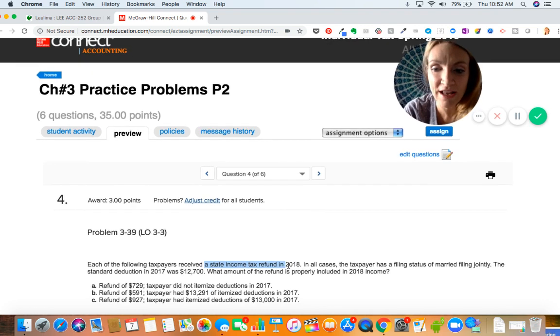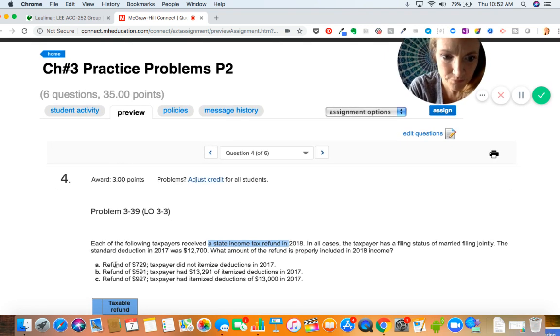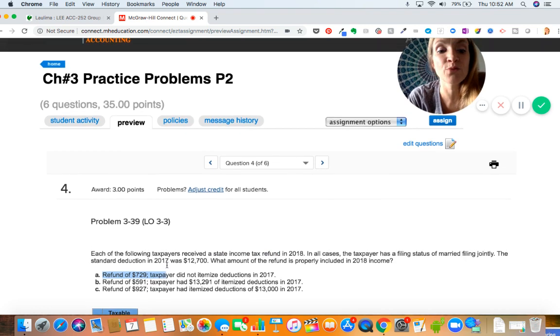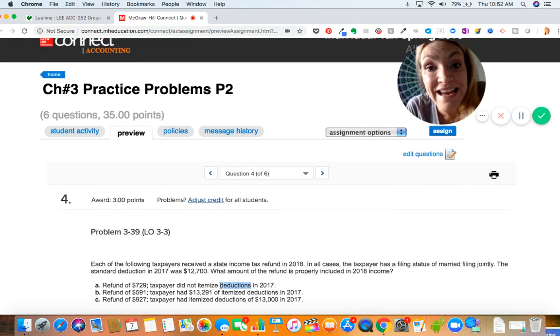So these examples should help explain that. If someone gets a refund of $729 and the taxpayer did not itemize in 2017, what amount is income in 2018? Right? You file your taxes for 2017 in April 2018, or maybe you're early, maybe you're late. So you get that refund in, say, May of 2018. That's income for 2018. But if you didn't itemize, do you have to include your state tax refund in your income?